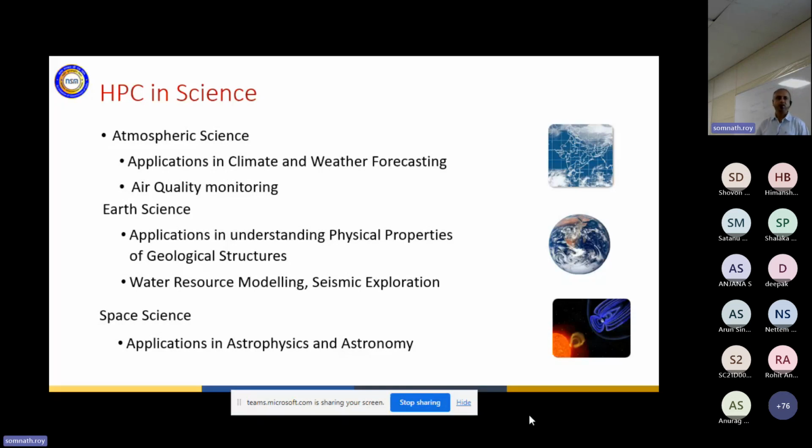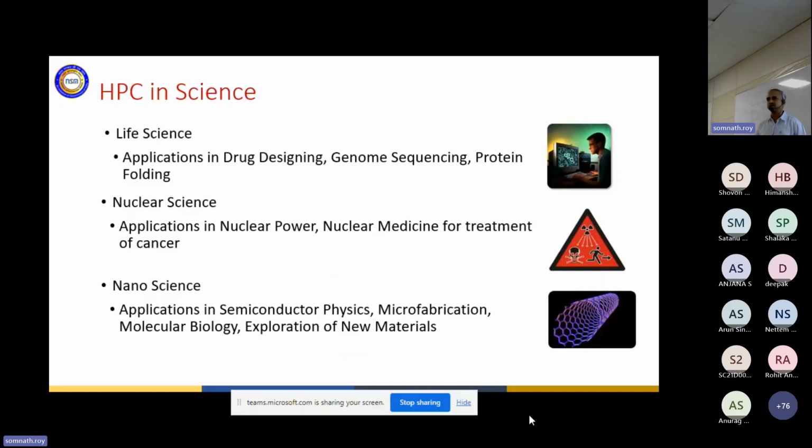Then another area, very important one for human beings, is life science. I already gave you the example of drug designing. Then genome sequencing. You may be aware that every individual has a unique genome sequence.